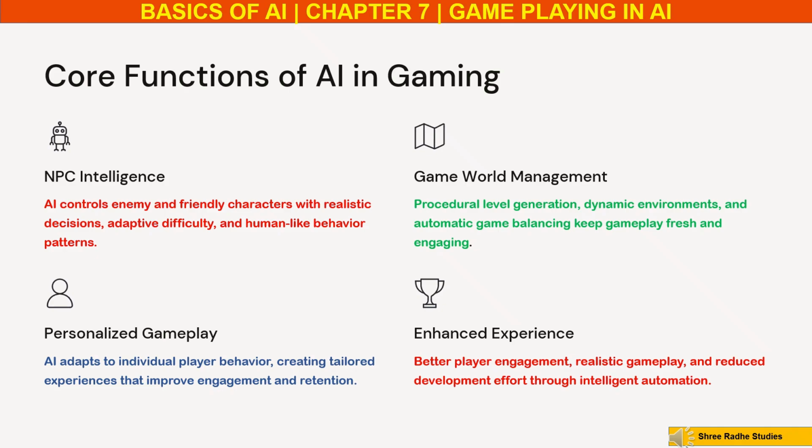Slide 4. Core functions of AI in gaming. Let's now look at the major functions performed by AI inside a game. The first function is controlling NPCs, also called non-player characters. These are computer-controlled characters that behave intelligently, attack strategically, defend themselves, or even help the player during gameplay. The second function is game world management. AI can automatically create maps, generate levels, adjust game difficulty, and keep the game environment dynamic.